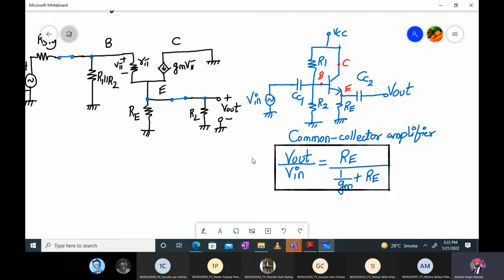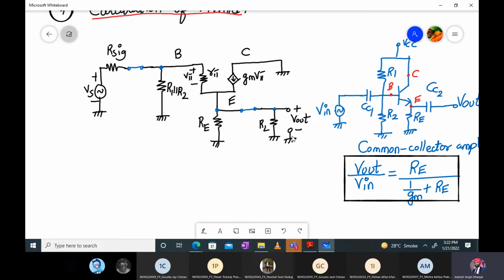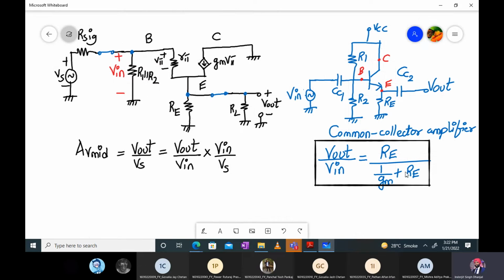Okay, fine. So using this information further, now we will do the additions. Over here, we can define this as the input, so here we will define V in. So what is V out? AV mid will be V out upon Vs, which is basically V out divided by V in into V in divided by Vs. Fine. V out upon V in, we know this is the formula.